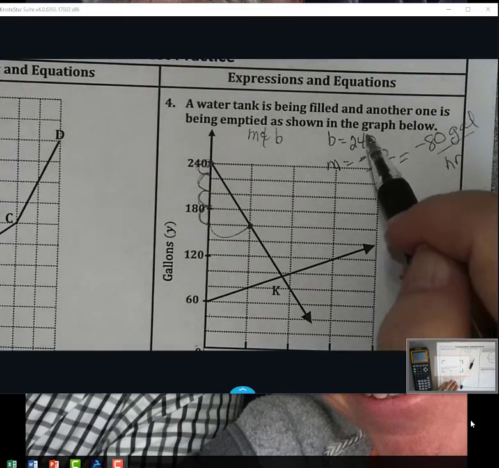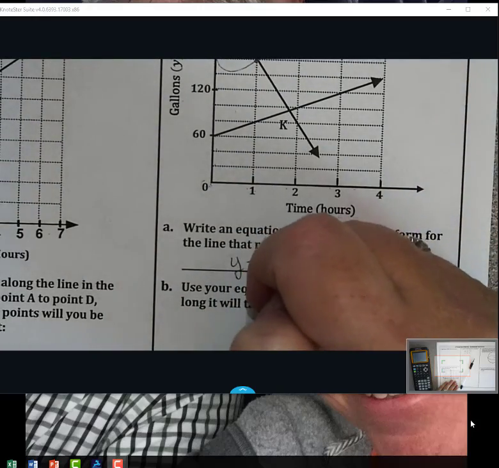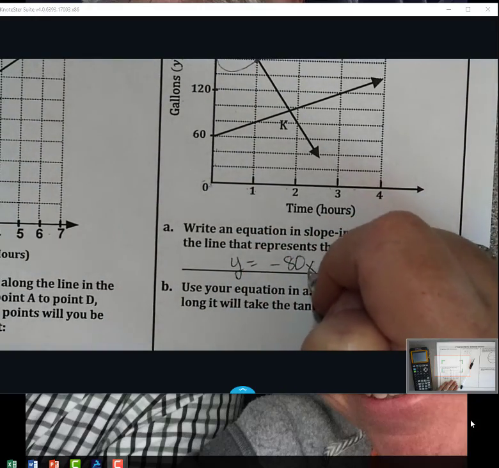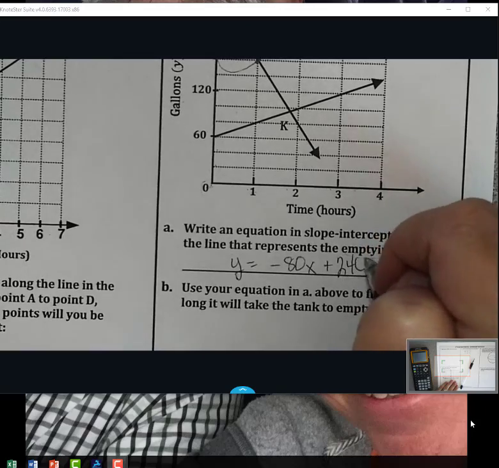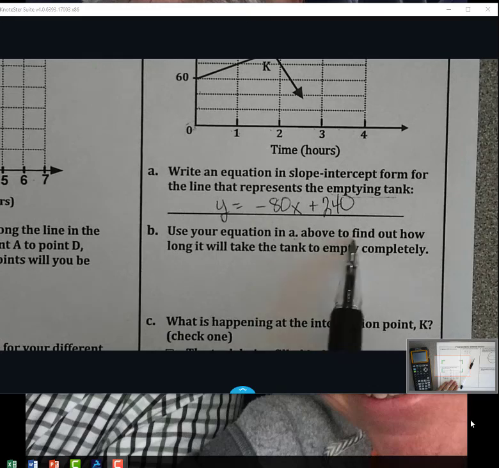So now I'm going to put these two things together to write my equation. y equals negative 80x plus 240. Okay, use your equation in A above to find out how long it takes the tank to empty out completely.